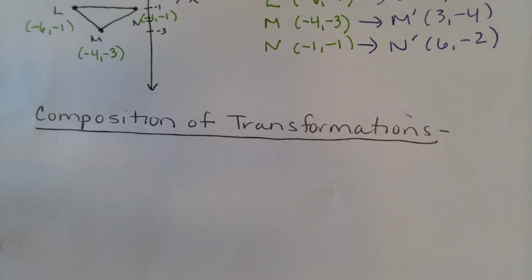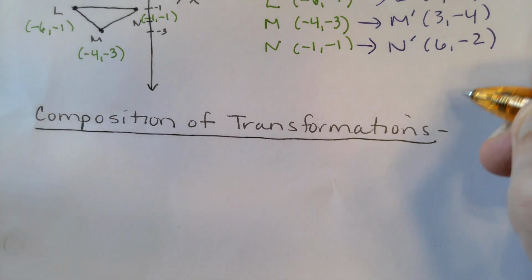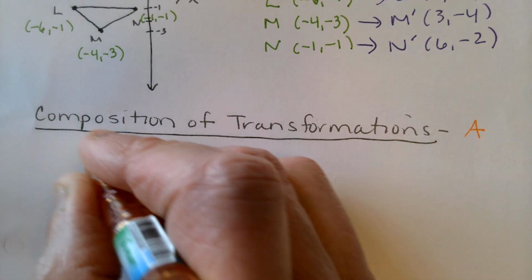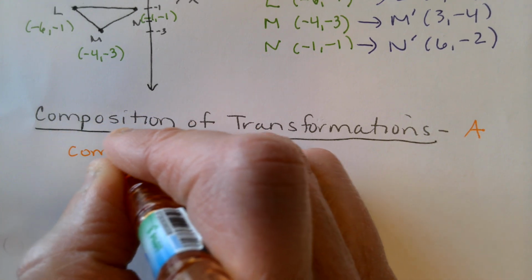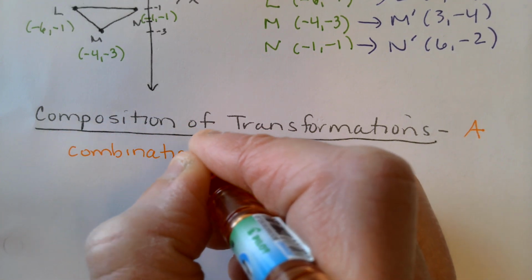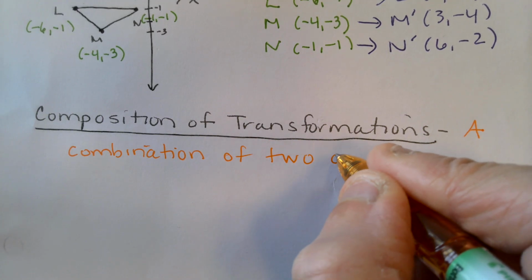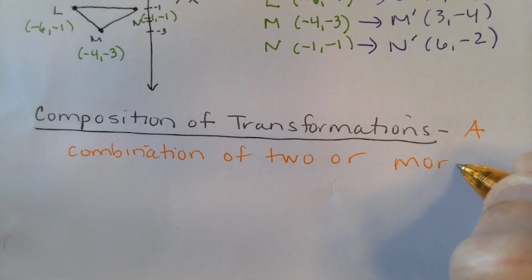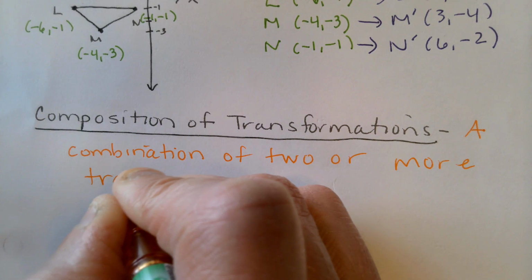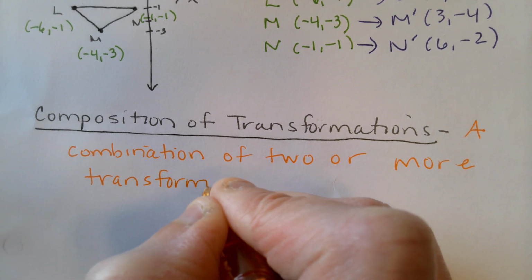It could be two reflections, which then is a rotation. So you're going to learn all these different things here. But for today, it will suffice to say that it is a combination of 2 or more transformations.